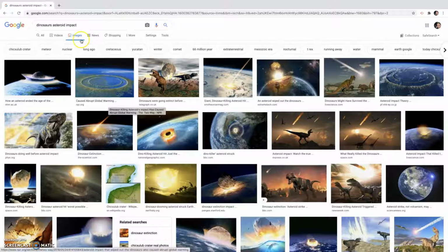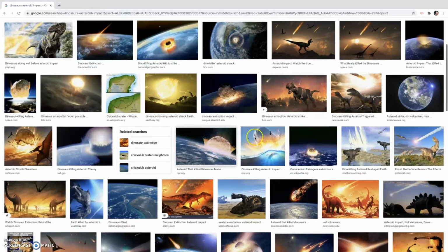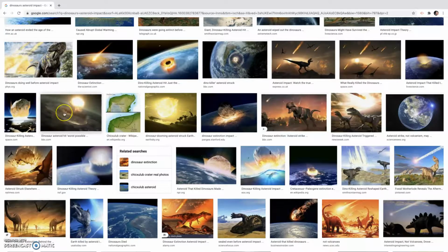And what they believe happened is that there was a massive asteroid impact. This asteroid, if you look at some of these pictures, came down from outer space. It impacted the earth with such force that it threw a cloud of dust up into our atmosphere. And that cloud of dust basically cut off the ability for sunlight to reach our planet.